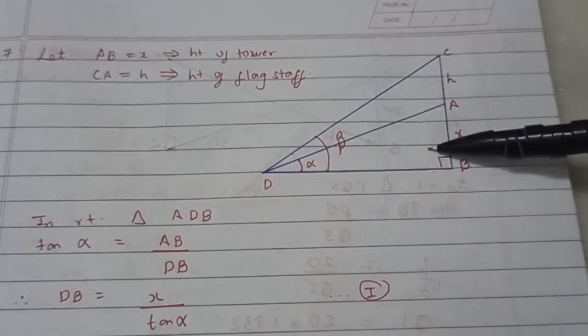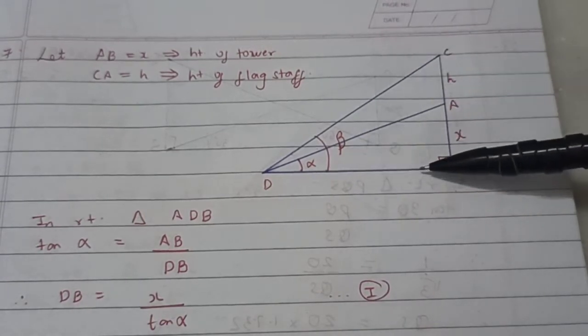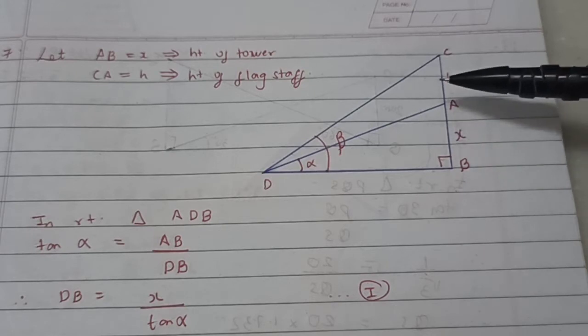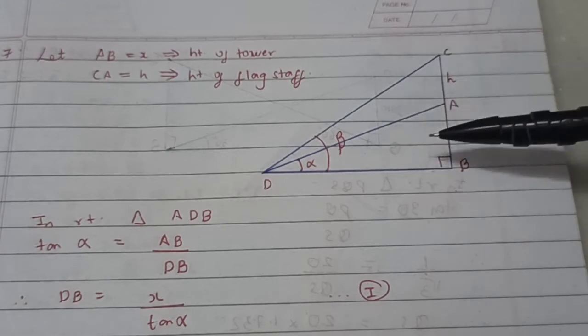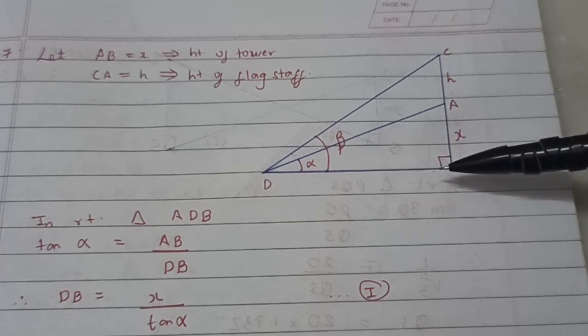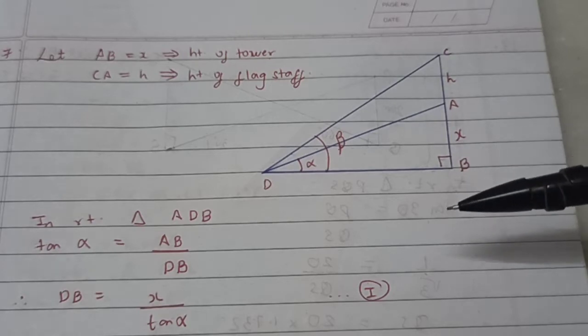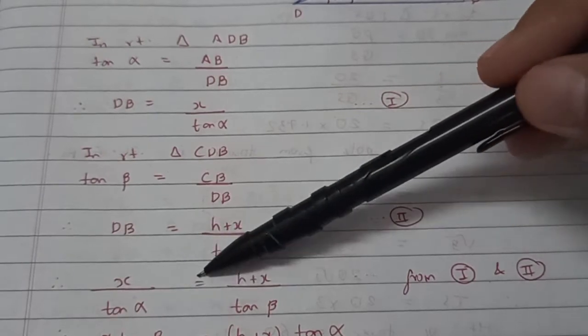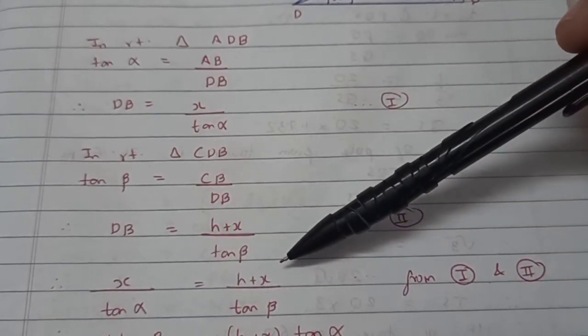No numbers are given. So the only way to find some relationship is to find something common between both the triangles, the smaller one and the bigger one. And the only thing common is the DB side. So find the value of DB and then equalize them. From 1 and 2, we get this is equal to this. And then it's simple algebra.